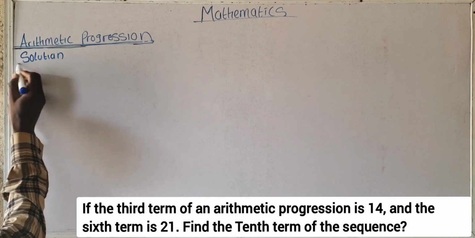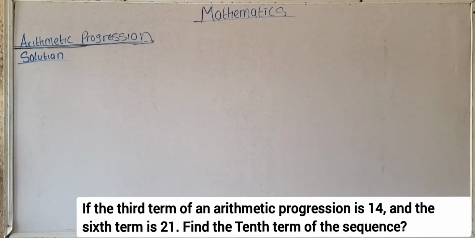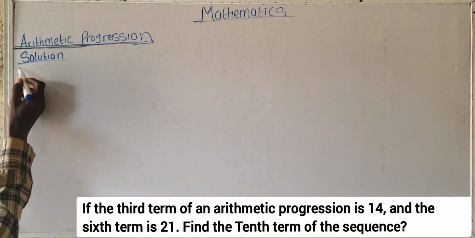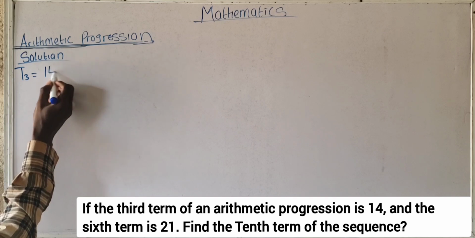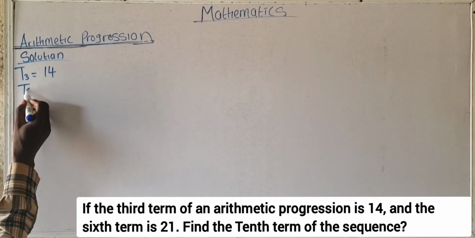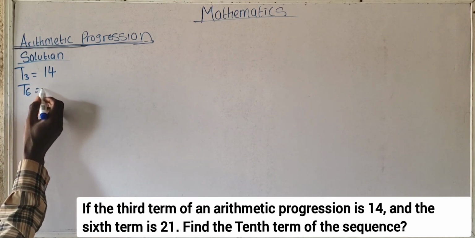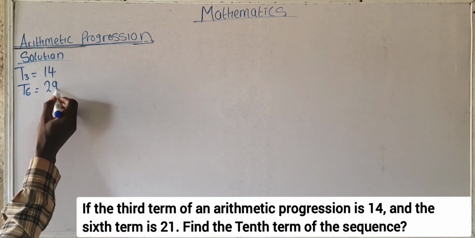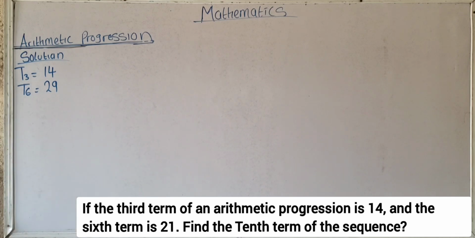We are given that the third term of an arithmetic progression is 14. So T3 equals 14. T3 represents the third term, you understand? Okay? And the sixth term is 29. So I'm going to represent the sixth term as T6, you understand? So T6 is equal to 29, okay? Now, we are asked to find the 10th term.